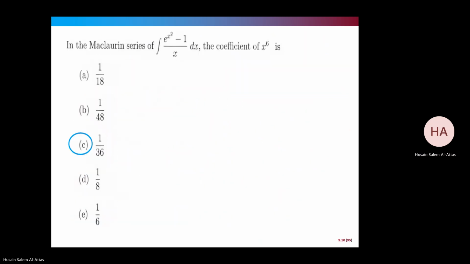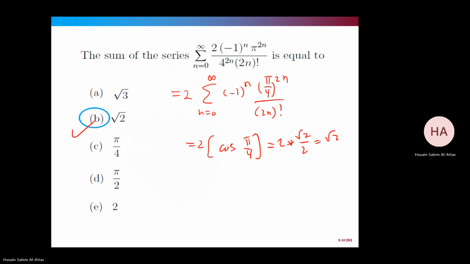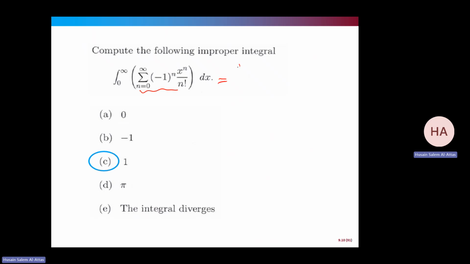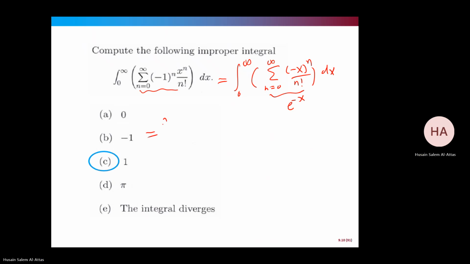Okay. Yeah. So this is the integral from 0 to infinity, summation n equals 0 to infinity, minus x to the power n over n factorial, dx. That will be what? e to the minus x now. That will be the integral from 0 to infinity of e to the minus x dx. Now it's just an improper integral. Good. Okay. So now that will be the limit as t goes to infinity of the integral from 0 to t of e to the minus x dx.